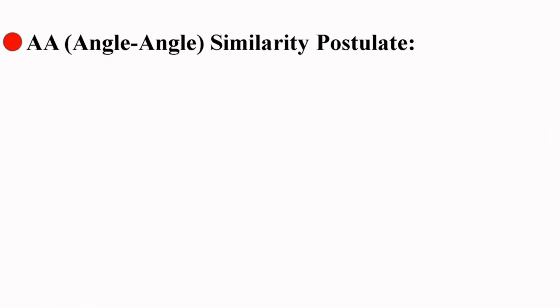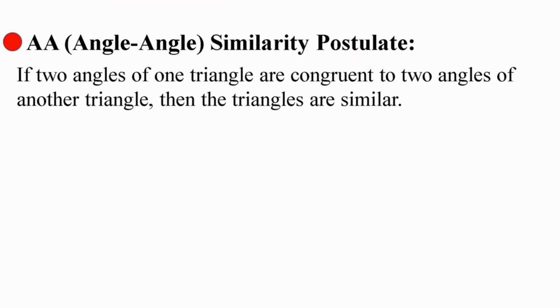The first method that we have for proving similarity in two triangles is AA, which is the abbreviation of angle-angle. What does this postulate say? It says if two angles of one triangle are congruent to two angles of another triangle, then the triangles are similar. So the only thing that we have to do is proving that two angles from one triangle are congruent to two angles of another triangle.